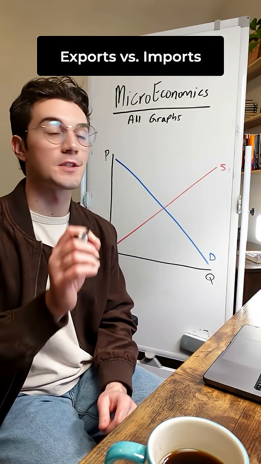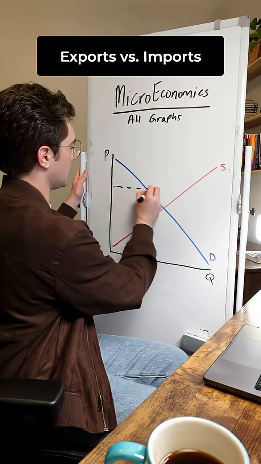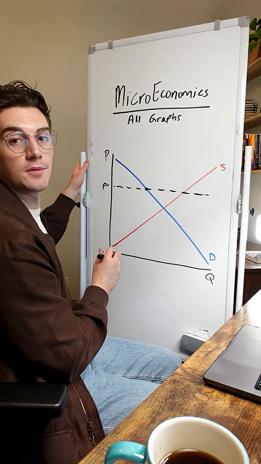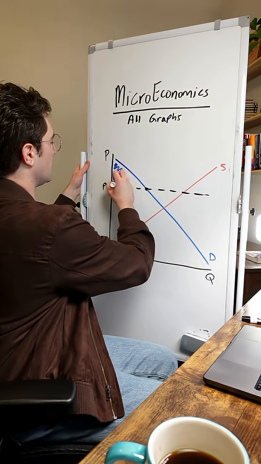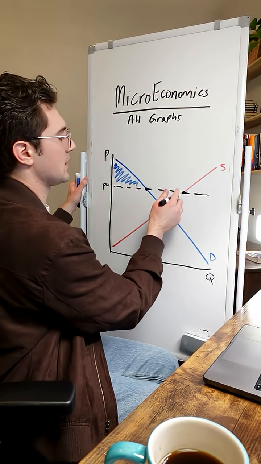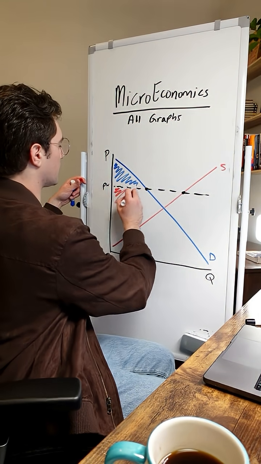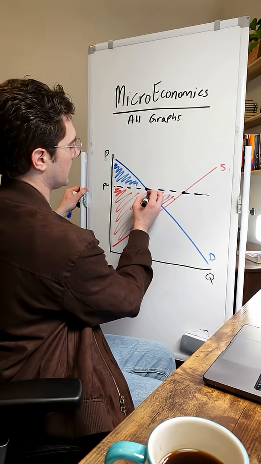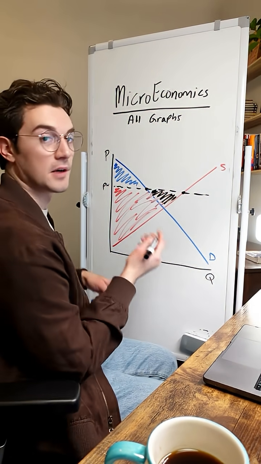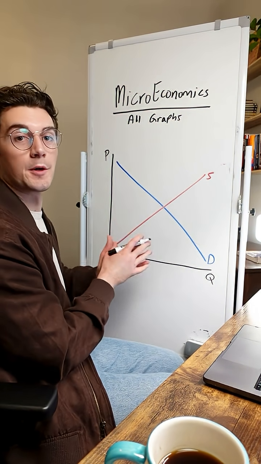If you've got an exports type problem with the world price occurring right here, consumers are demanding this many units, meaning that this triangle right here will be consumer surplus, and producers are supplying this many units, meaning that their producer surplus will be this entire triangle. This rectangle right here being the net gain from trade. The same goes, but flipped, if we're working with imports.